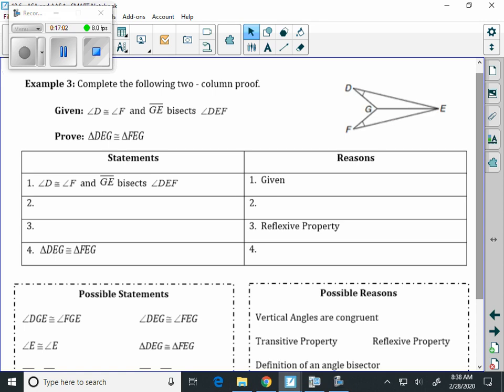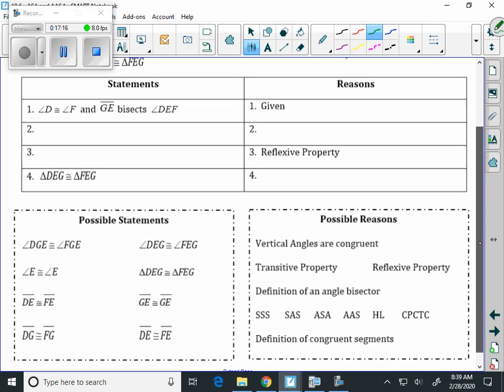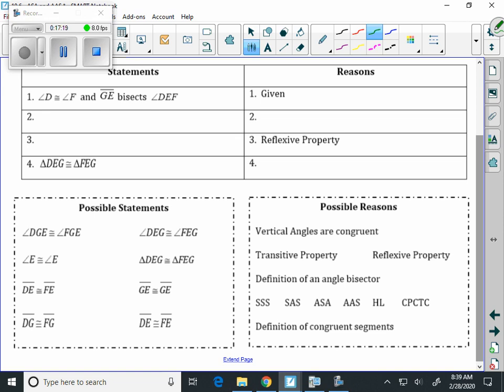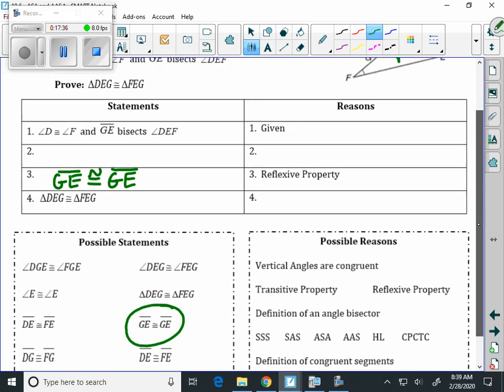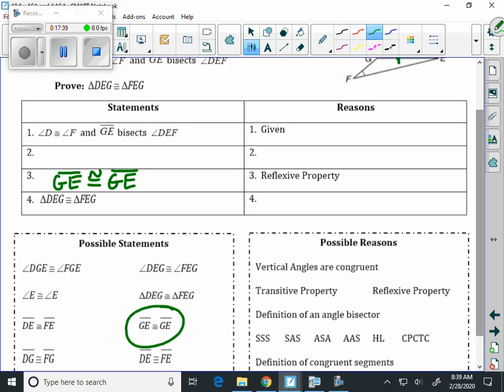So let's look at what is given up here, and that is that GE, there is the shared side. And I put a little mark on there. If we already have the reason, do we have any statements in our possible statements about that? And we do, right here. That GE is congruent to itself. GE looks in the mirror and it sees GE. Now we have more than half of the proof filled in just from writing one step down.